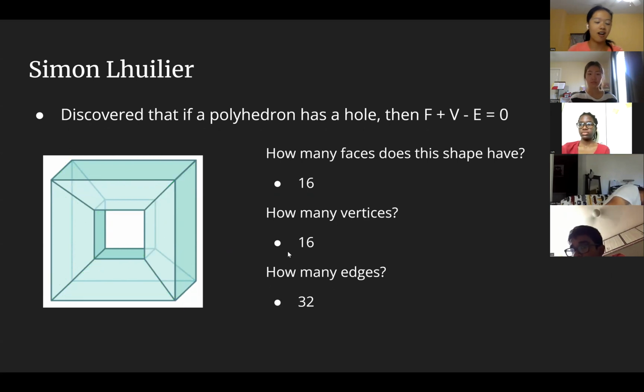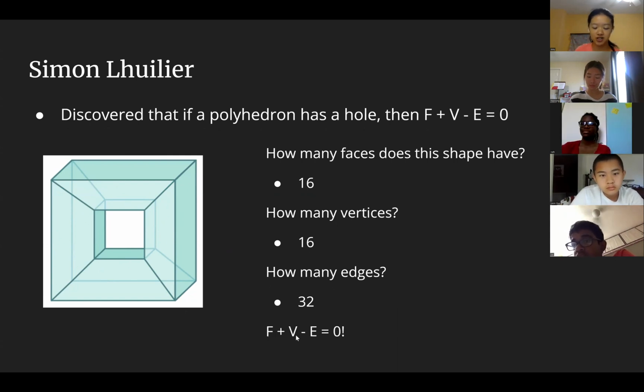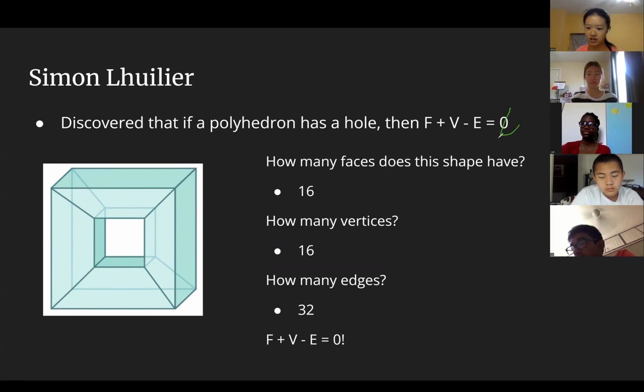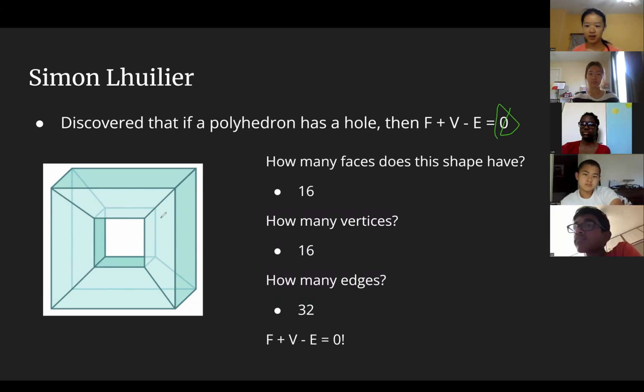So obviously this doesn't satisfy Euler's formula, but if you add up the faces, vertices, and subtract the edges, it does satisfy the Euler characteristic for a shape that has a hole in it. So now you see how different shapes that have different numbers of holes in them will have different values for this.